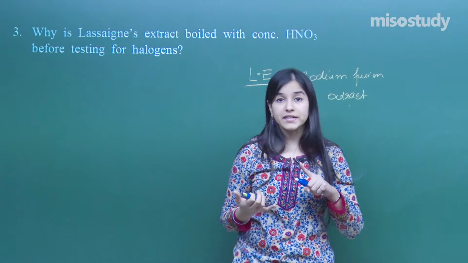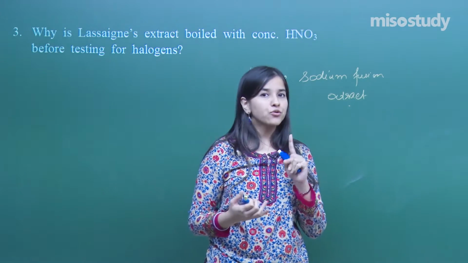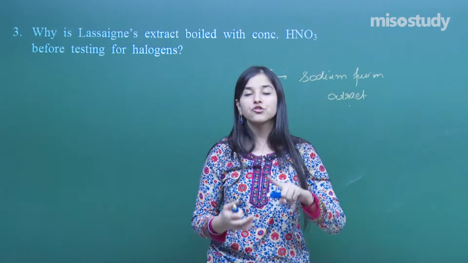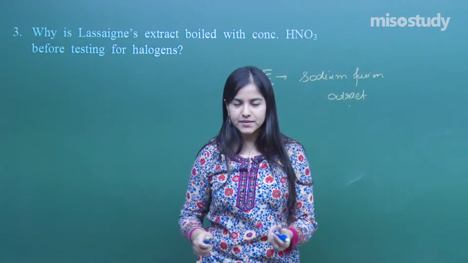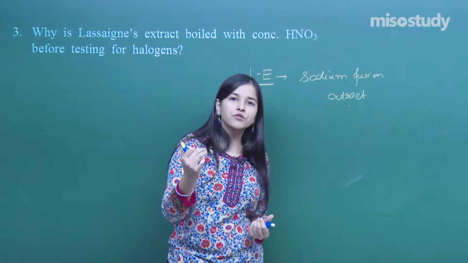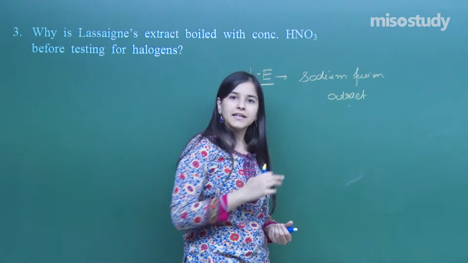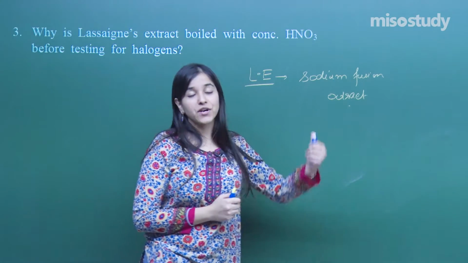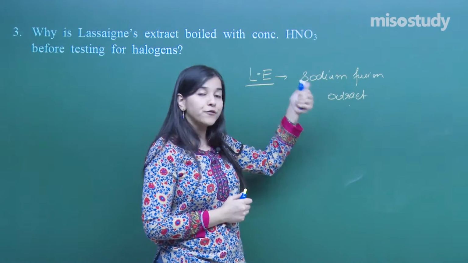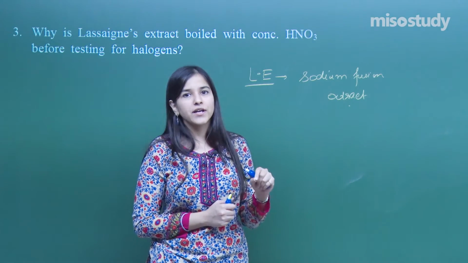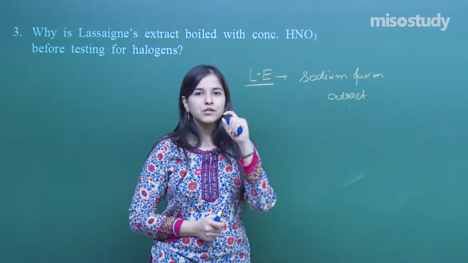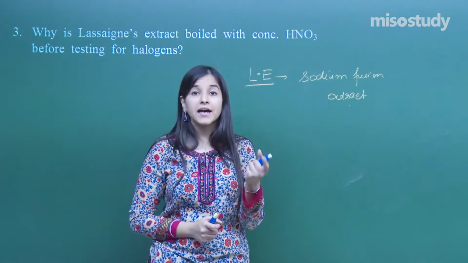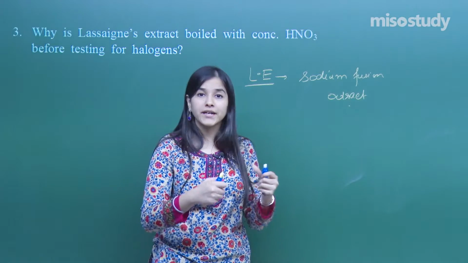I don't know whether it contains nitrogen, or any halogen, or any sulfur or anything, right? So for that we have got tests. First, before moving on to the test, we prepare the LE, right? What is this Lassaigne's extract, this LE? We fuse that organic compound with sodium, in a small red hot tube and along with a china dish, right?